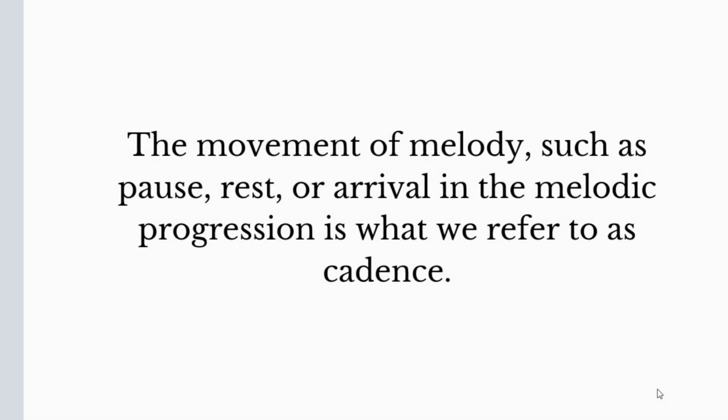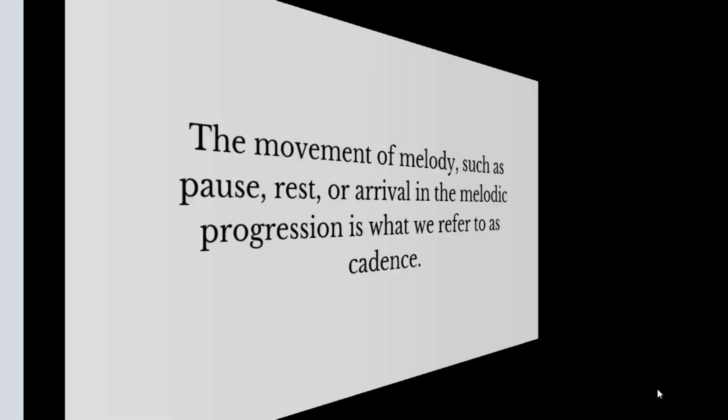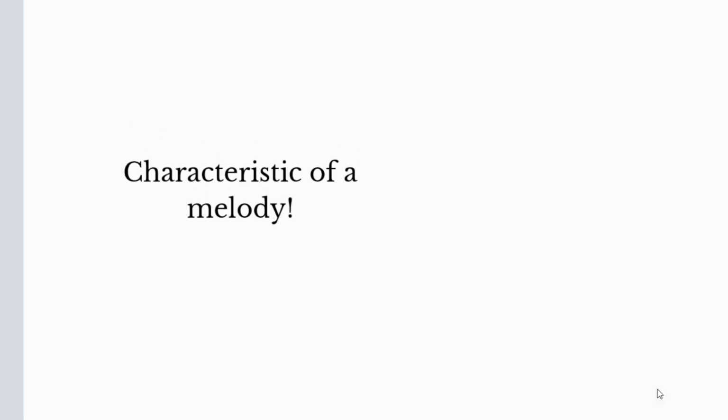The movement of melodies such as pause, rest, or arrival in the melodic progression is what we refer to as cadence. So in music, cadences are commas or full stops. We have different types of cadence: perfect cadence, imperfect cadence, plagal cadence, and so on. So cadences are commas or full stops in the musical composition. They create some emphasis and attention for people to recognize.